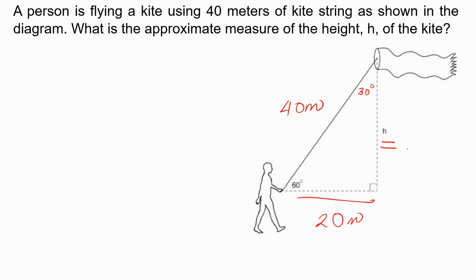And then, to get the measurement of the side adjacent to 30, you just need to multiply the side adjacent to 60 by square root of 3. In other words, you just put them together. So in this case, the value is 20, and then multiply it by square root of 3. That would mean the measurement of the height is equal to 20 square root of 3 meters.